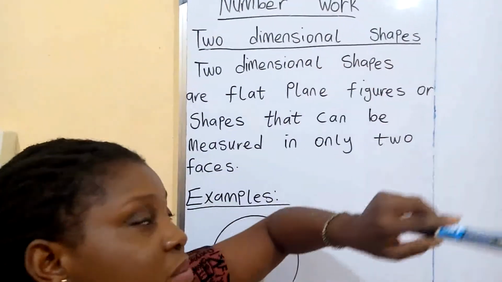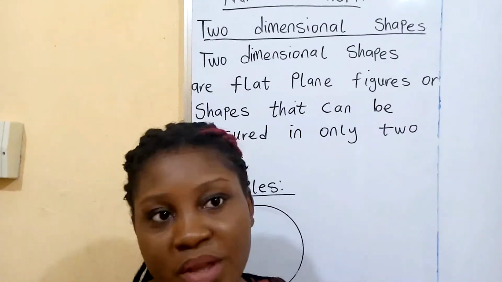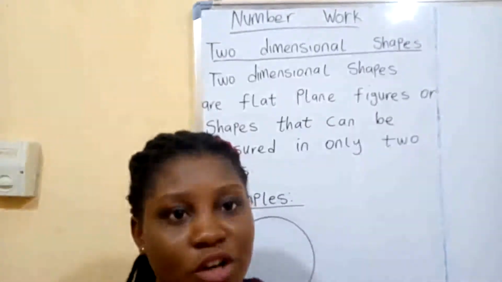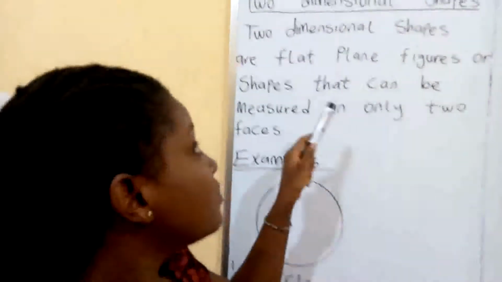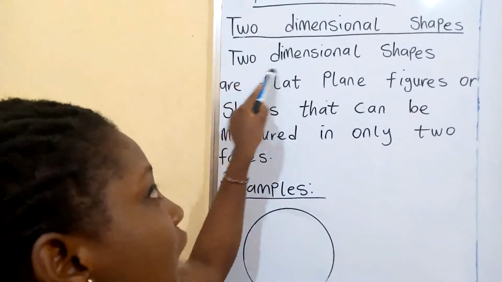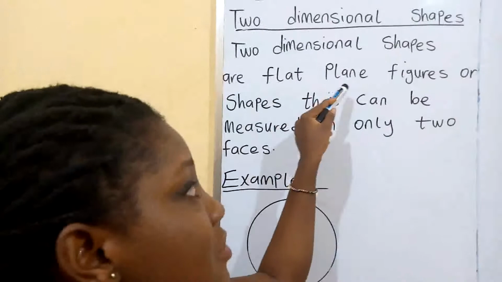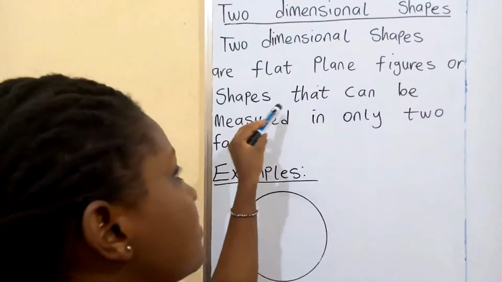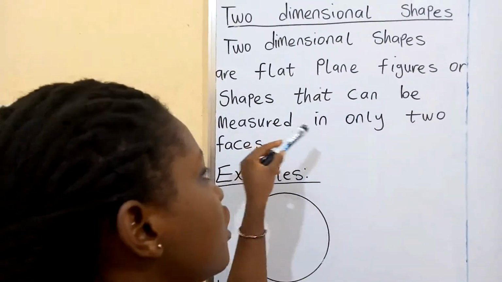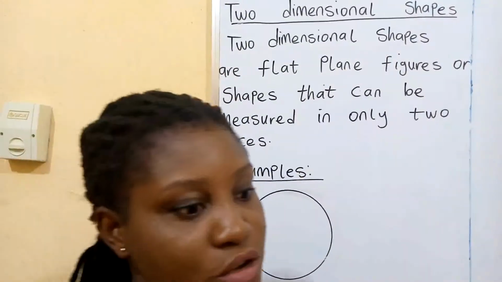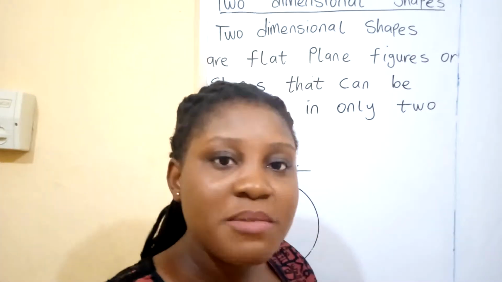Two-dimensional shapes. We are already familiar with what shapes are. We have a lot of shapes. But today we are going to look at two-dimensional shapes. Okay, now what do we mean by two-dimensional shapes? Let's read it together. Two-dimensional shapes are flat plane figures or shapes that can be measured in only two faces. So two-dimensional shapes, we can only measure them either in length or in width. There is no other way of measuring it.